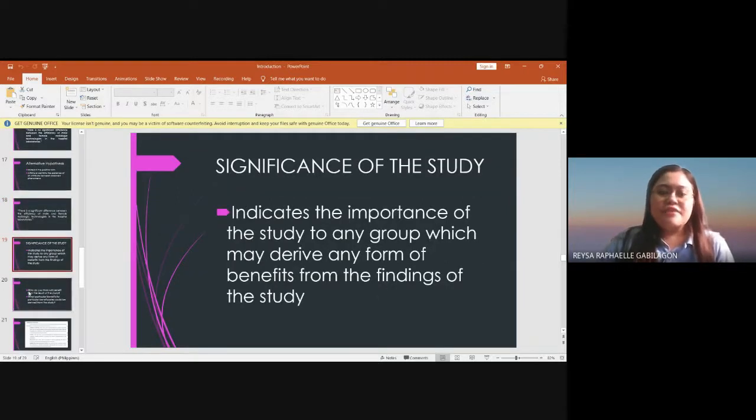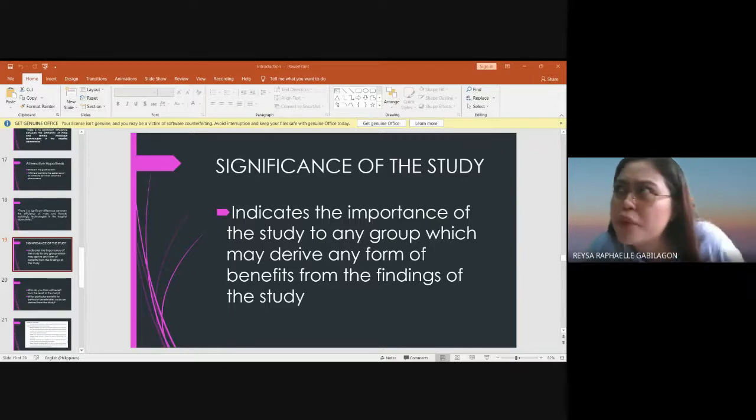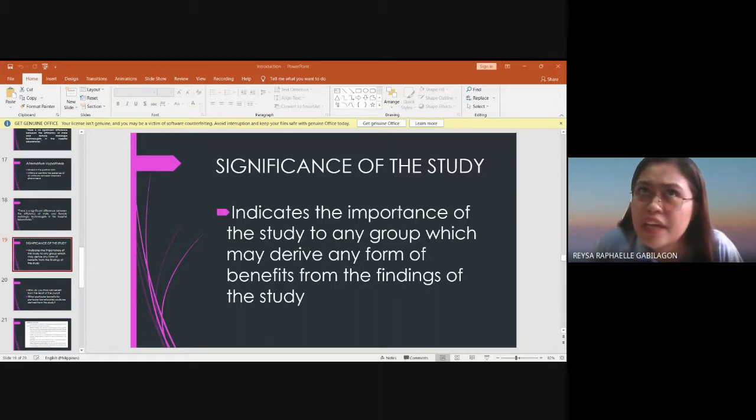Okay? And then we have the significance of the study. We conduct a study in order to contribute something to an organization, to the community as a whole, or to specific persons, depending on who the study is intended for. So in the significance of the study, what we do is identify the people, group of people, or organization who will benefit, directly or indirectly, from the results of your study.